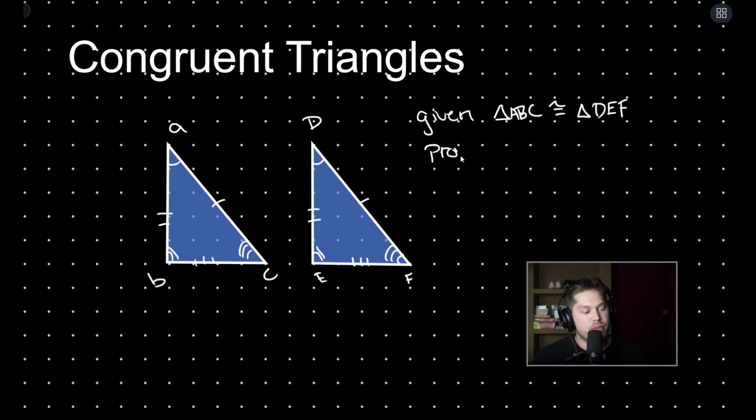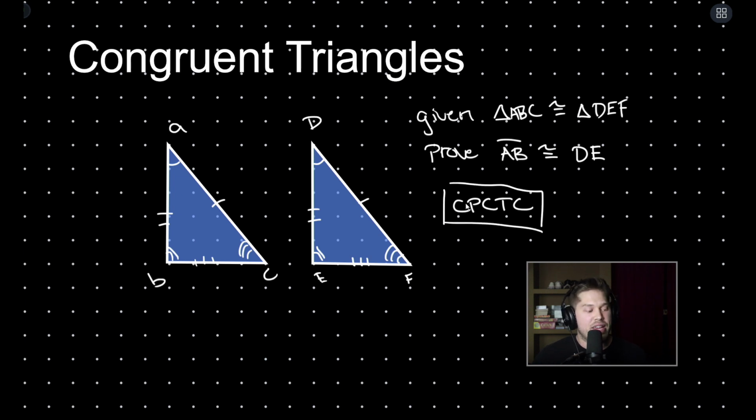So if we were given that the two triangles were congruent, and then we were asked to prove something like, I don't know, that side length AB is congruent to side length DE, well, this proof is already pretty much done because we're given that the triangles are congruent. So by the fact that corresponding parts of congruent triangles are congruent, or CPCTC, then AB is congruent to side length DE.